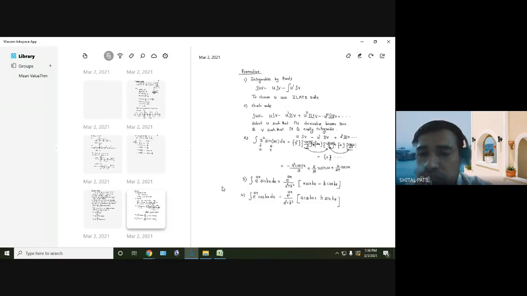Here, to select u, we have to use the concept that the derivative of the function should become 0, and v such that it's integrable easily. So when we have to use the rule number 1 or chain rule, whenever the derivative of one of the functions becomes 0, we have to use the chain rule. And then we have gone through one example.